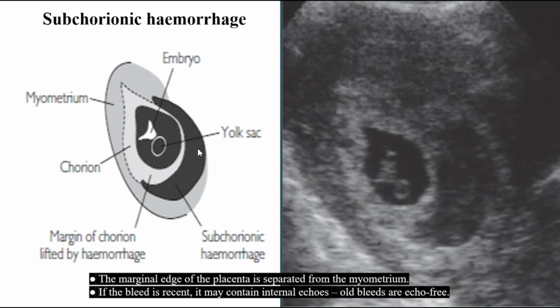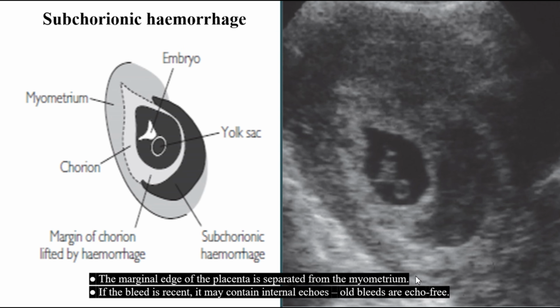As here you can see the schematic diagram of the subchorionic hemorrhage, and this one is the adjacent sonogram. And here you can see the myometrium of the uterus, and this one is the endometrium of the uterus, which contains the gestational sac. And within the gestational sac you can see the yolk sac and the embryo, as this is clear in the sonogram.